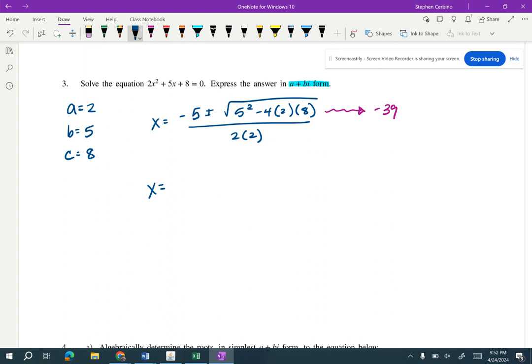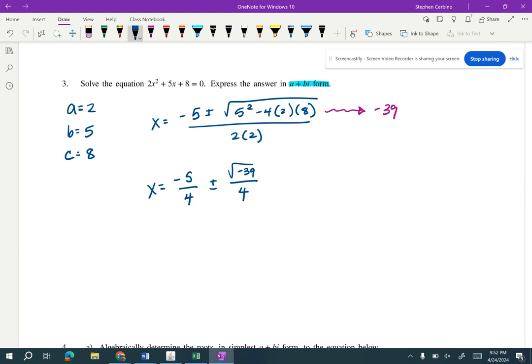So again, we want to share that denominator with both parts of the numerator. So negative 5 over 4, 2 times 2 is 4, plus or minus. So we're splitting the fraction where the plus and minus is. We have the square root of negative 39, which is also going to be over 4. Now, this is a good answer, but it's not in the form that they want. They want it in a plus bi form.